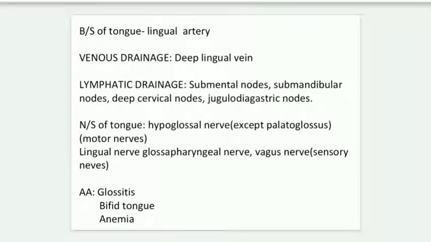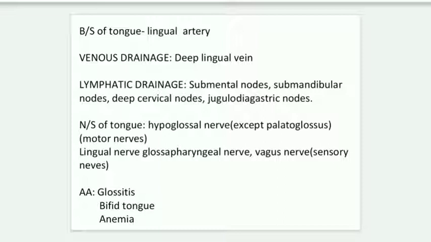Coming to the blood supply of the tongue, just write the lingual artery. It will be easy to remember. If you remember, also write that it is a branch of the external carotid artery. Lingual artery, branch of the external carotid artery. Next, venous drainage is by the deep lingual vein, as it is the largest and principal vein of the tongue.